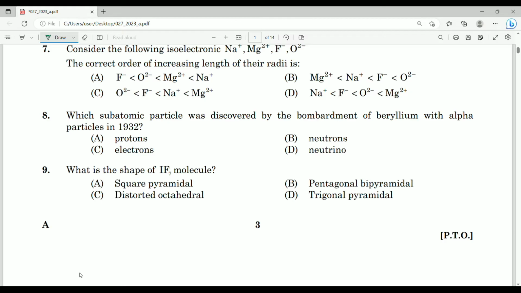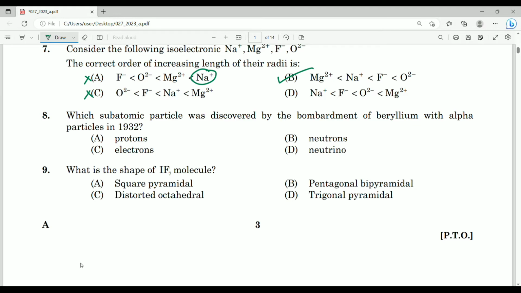So in option A it is given Na+, so that will not be the answer. Then Mg2+, that's not. Then B option. B option is the right answer: Mg2+ less than Na+, less than F-, less than O2-.